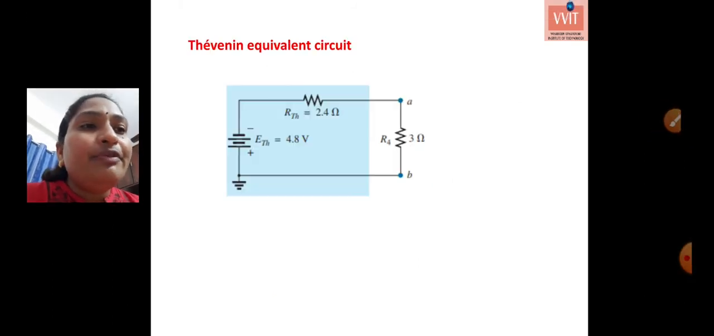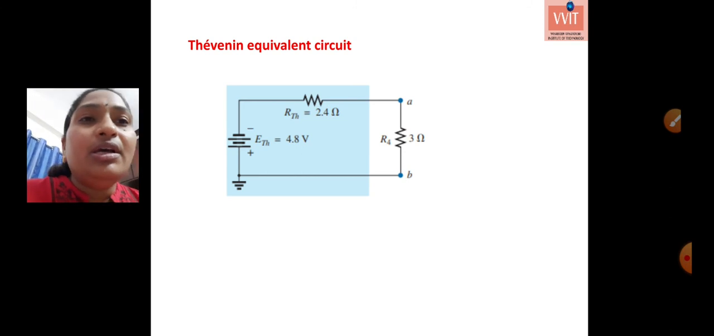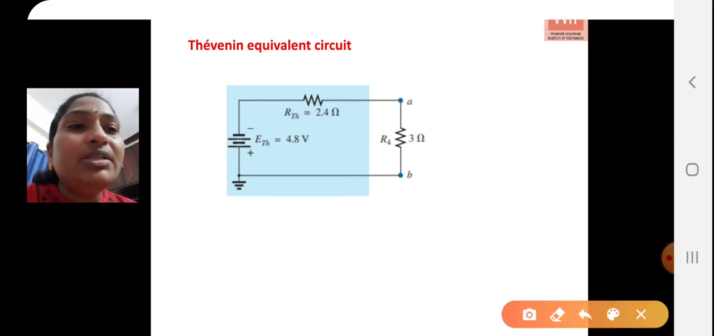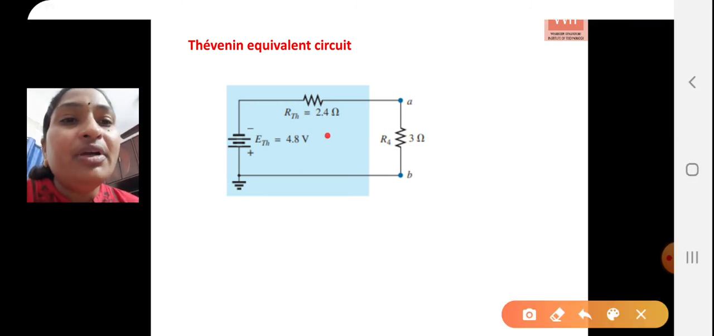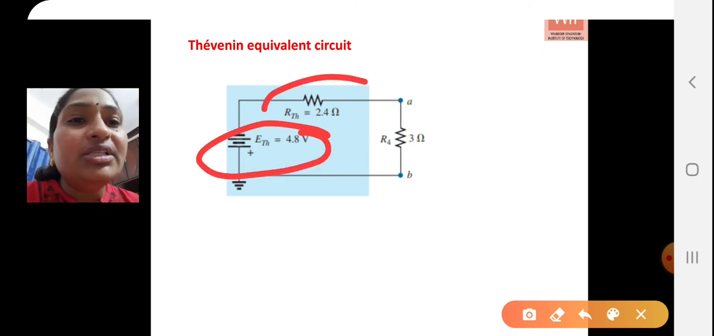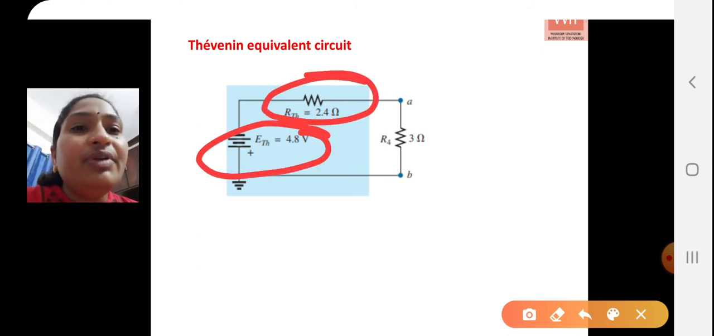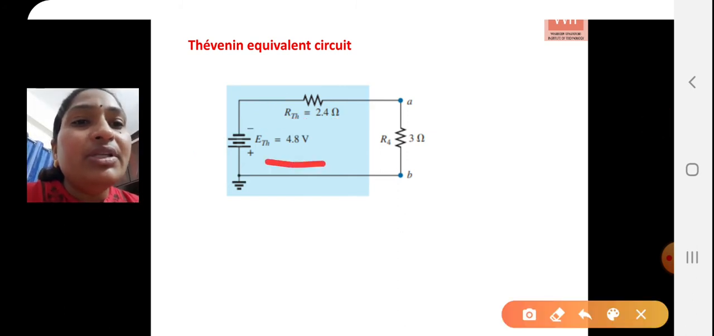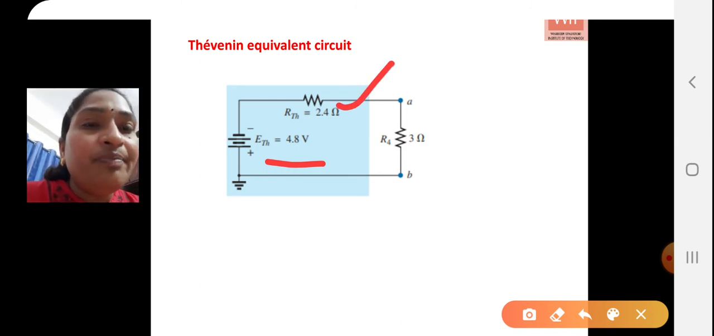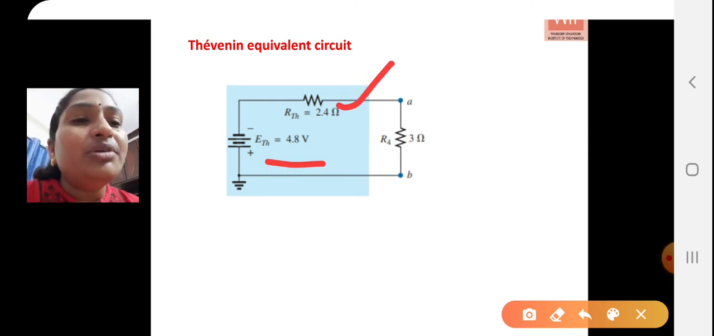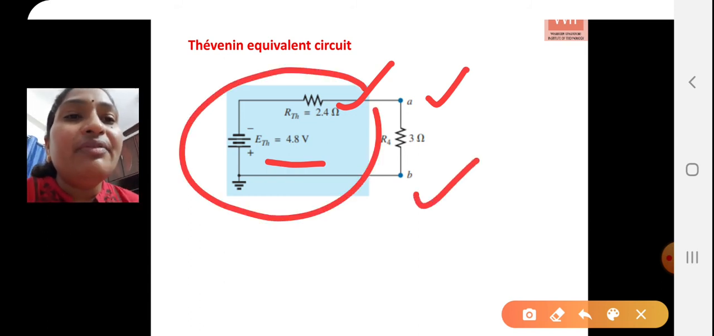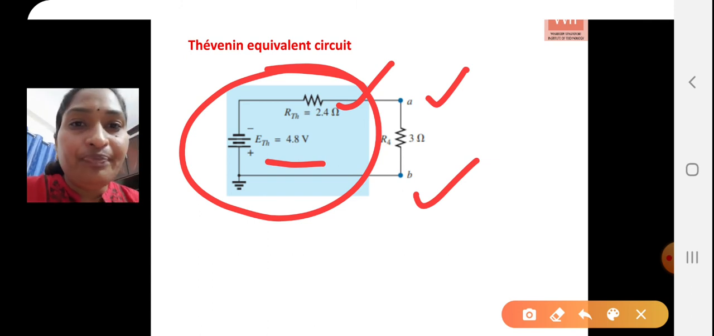Now from this analysis we can represent the given network as its Thevenin's equivalent circuit, which consists of a Thevenin's voltage source in series with Thevenin's resistance, where we got Thevenin's voltage value as 4.8 and Thevenin's resistance value as 2.4, across the two terminals A and B of the network. So we just need to draw the Thevenin's equivalent circuit, and we can stop here.